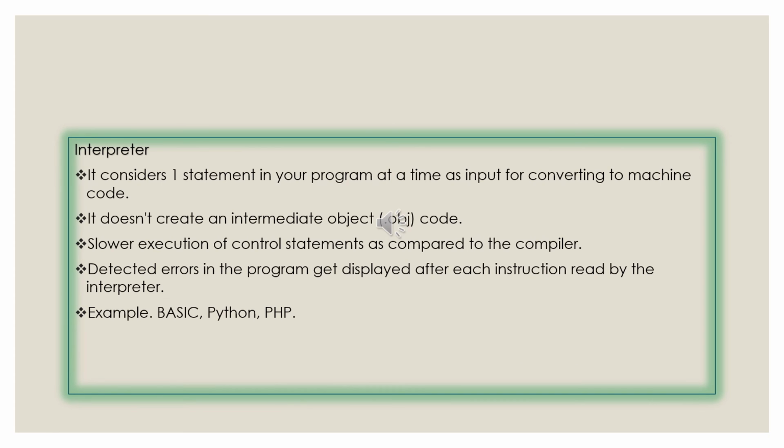Interpreter. It takes one statement in your program at a time as input for converting to machine code. It doesn't create an intermediate object code. Slower execution of control statements as compared to the compiler. Detected errors in the program get displayed after each instruction is read by the interpreter. Example: Basic, Python, PHP.